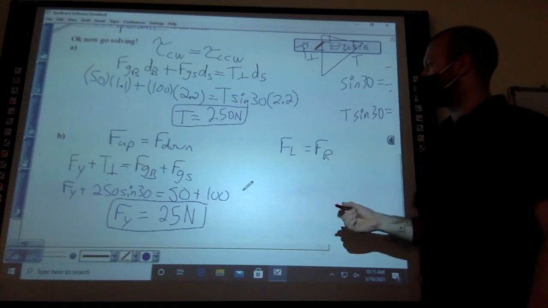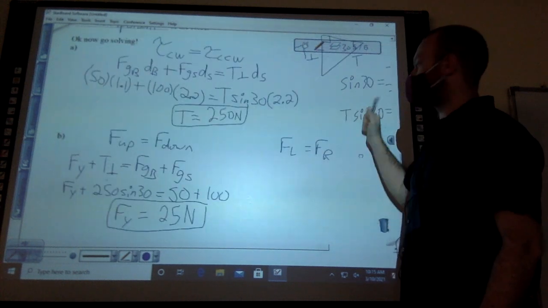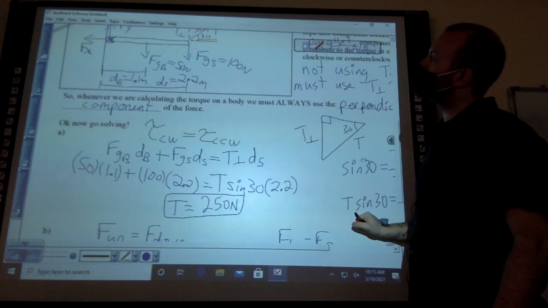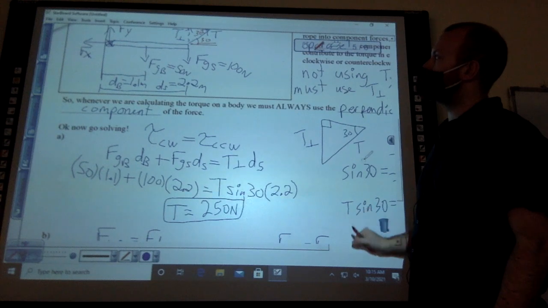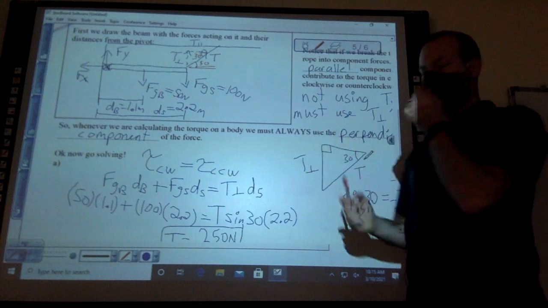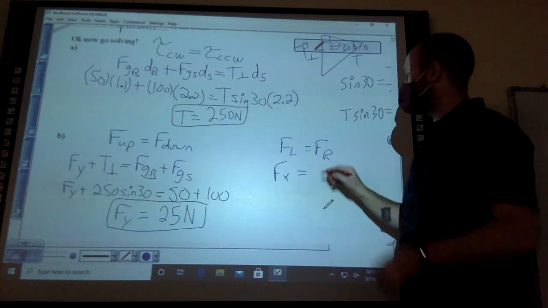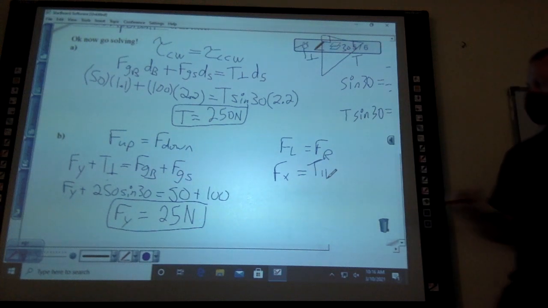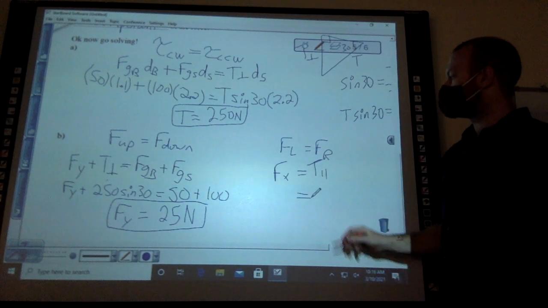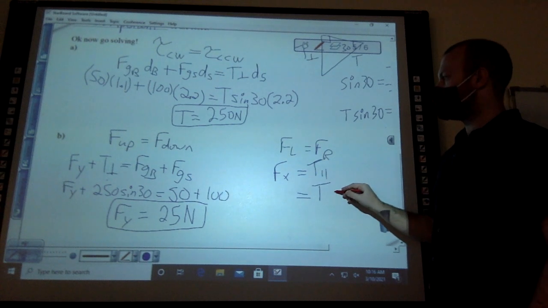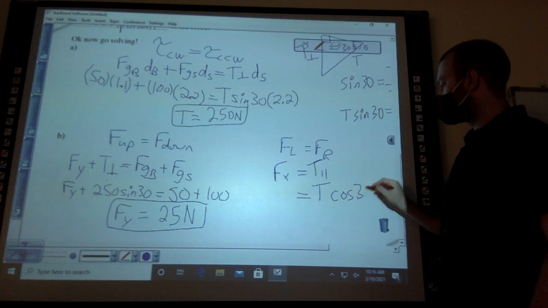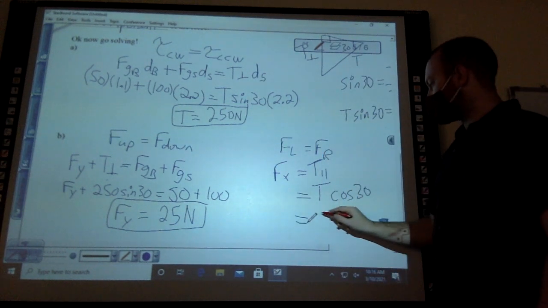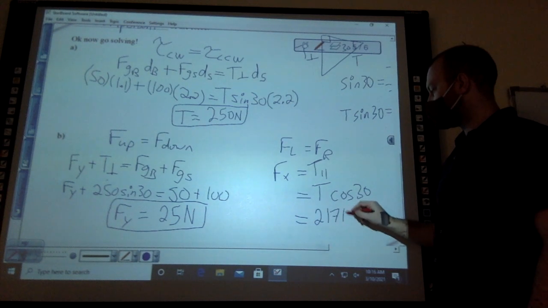So we'll do the same with forces left and right. We assumed force left, right? Yep, okay. So we said f of x equals force right is t parallel. Notice our t parallel is pointing to the right. So Ali made a good guess. So these will equal each other. This is going to be t cos 30. Again, just check out the triangle. You'll see this is true. And this is 217 newtons.